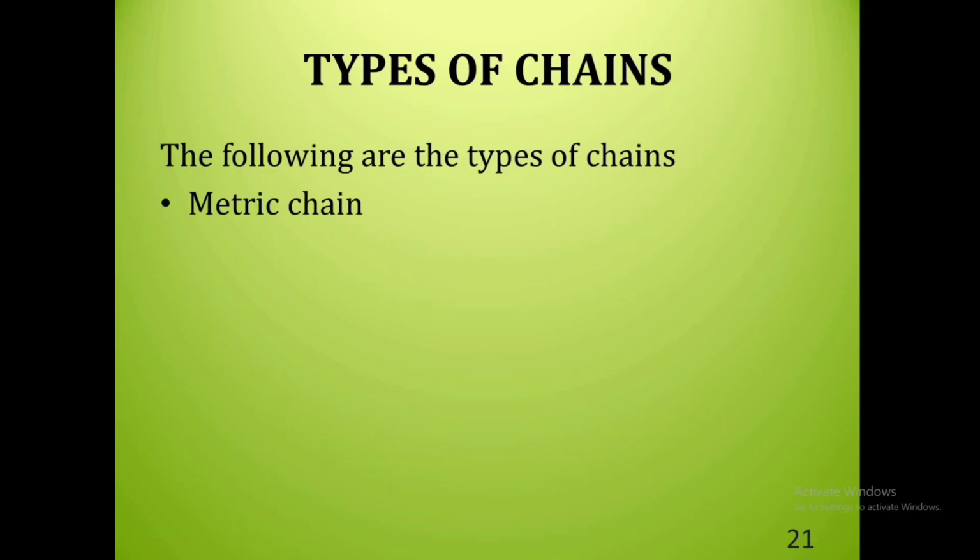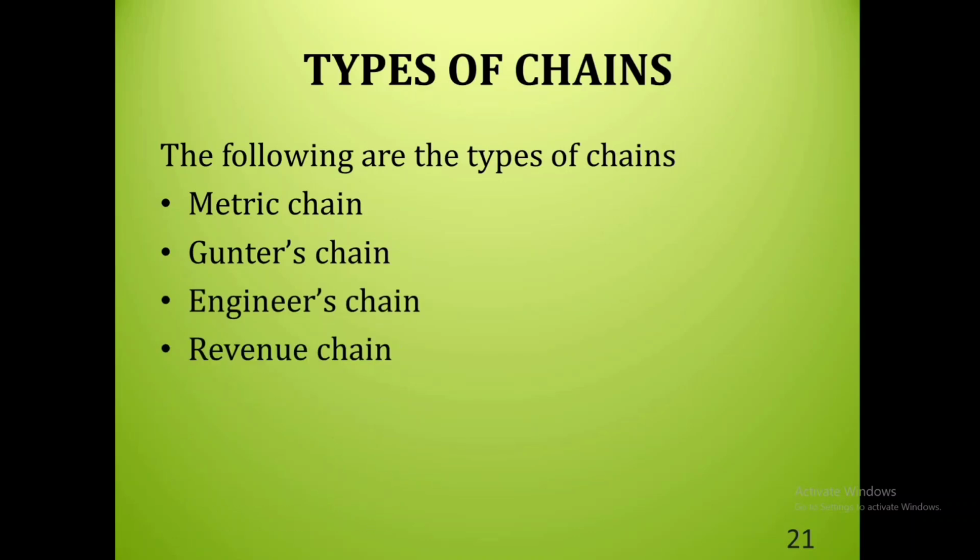Types of chains. There are 5 types of chains. The first one is metric chain, the second one is Gunter's chain, third one is engineer's chain, fourth one is revenue chain and the fifth one is steel band.